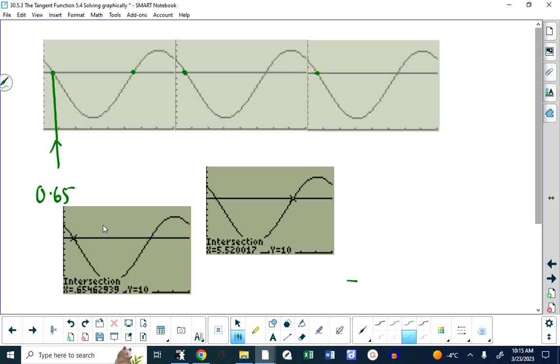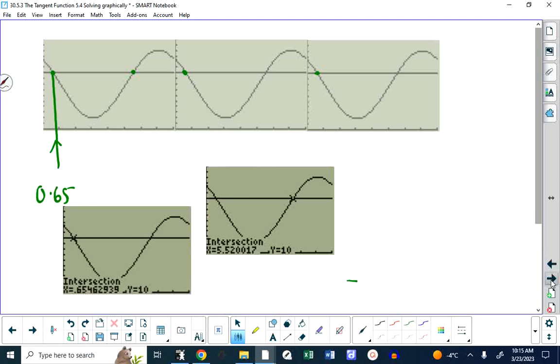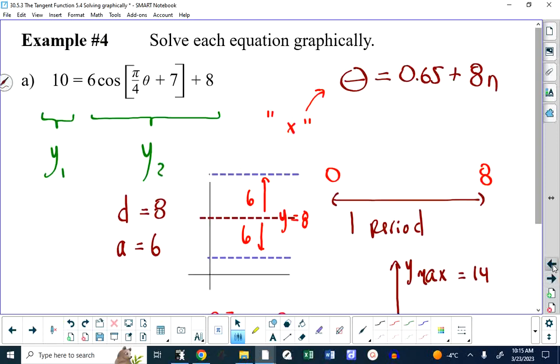Capiche? So what we're going to say for the general solution here is that theta equals 0.65 plus 8n. It's not 2 pi n because the graph doesn't repeat every 2 pi. It's 8n because it repeats every pi. And then we can do the same for the other one. 5.53, 5.52 plus 8n. Are we okay with that? Any questions with that one?